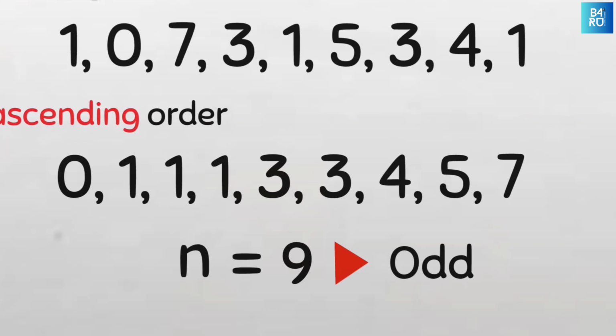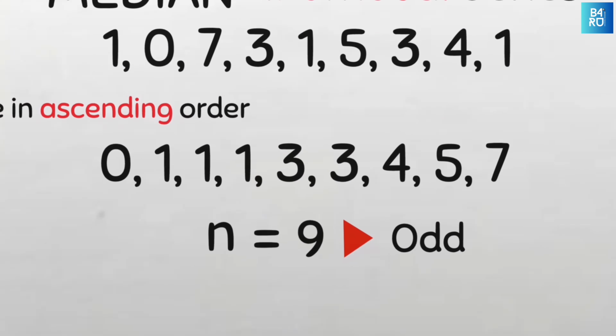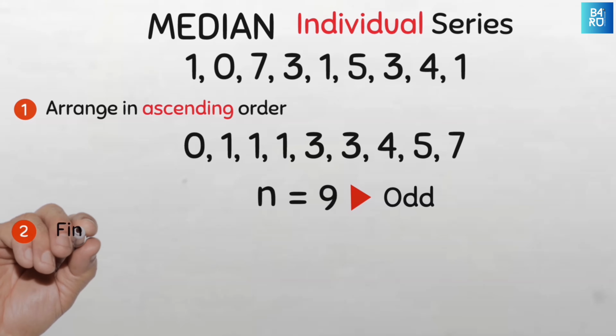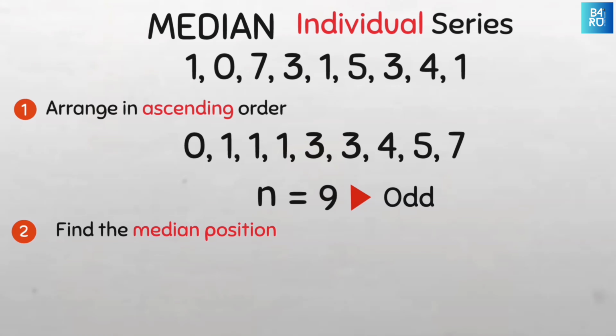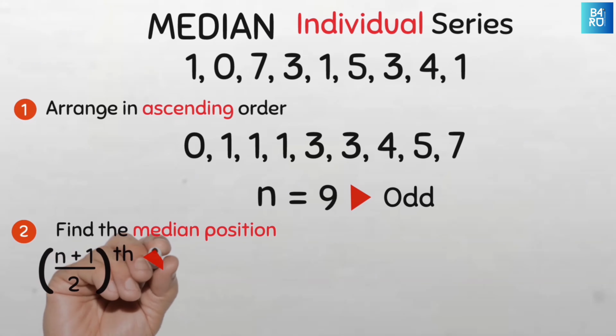Awesome. Now, because our data values are already arranged in order, it will be easy to pick out the middle value. All we need to know is its position. Well, there is a simple formula for this. The median position is given by (n plus 1) divided by 2. Notice that there is a th up here. This means that whatever we find here is just the position of the median and not the median itself.